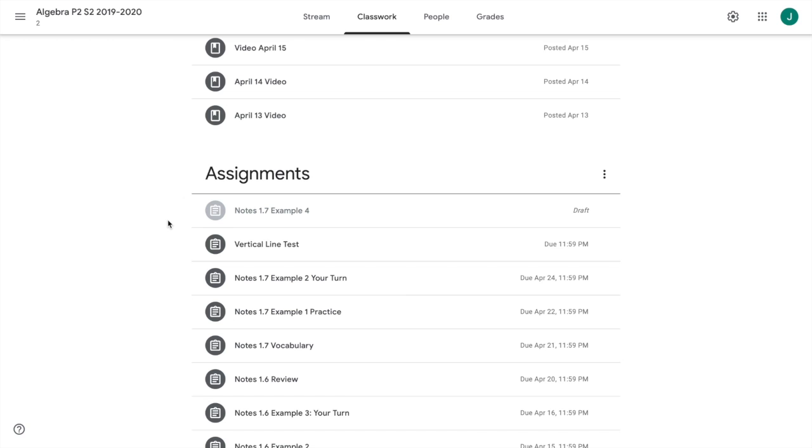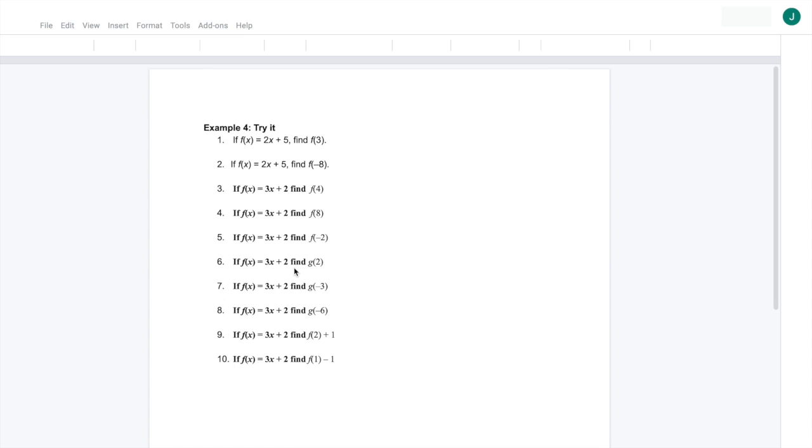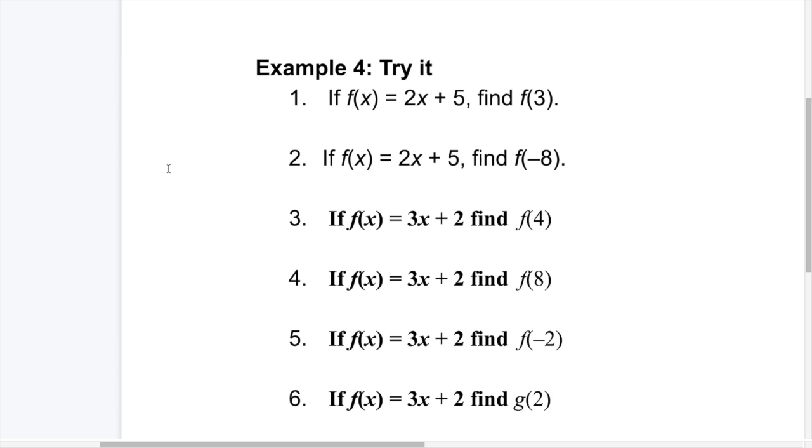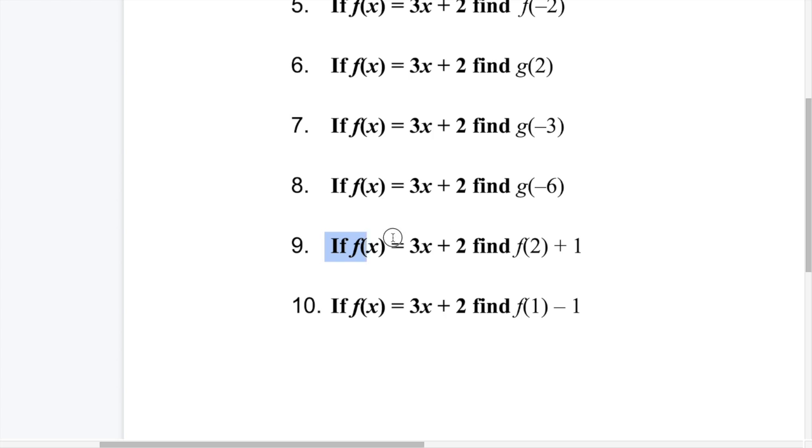Alright, so now it's your turn. Go to assignments and then click on the one that says notes 1.7 example 4. Once you click on it, it's going to open the Google Documents. In the Google document, you have 10 problems. The first ones are like the first example I gave you, when you just plug in one number. And then the last two are like the last example I gave you, where you gotta plug in the number, but you also need to add or subtract a number. In this case, it's 1.